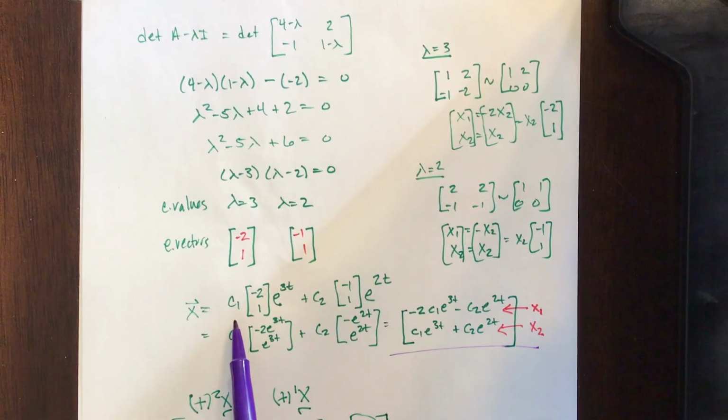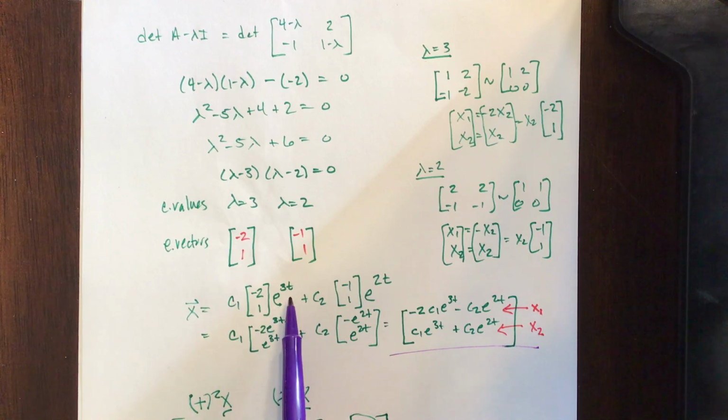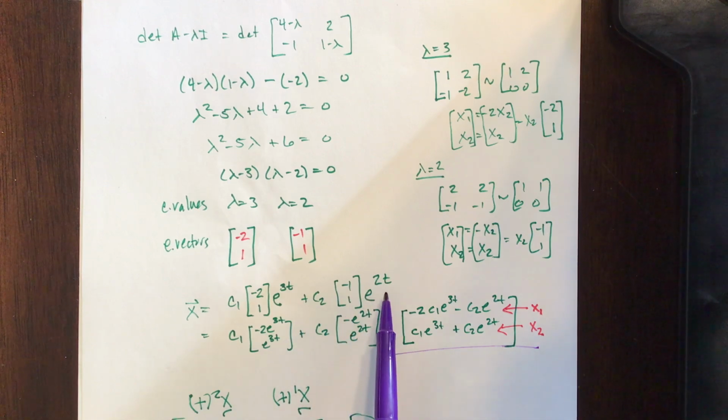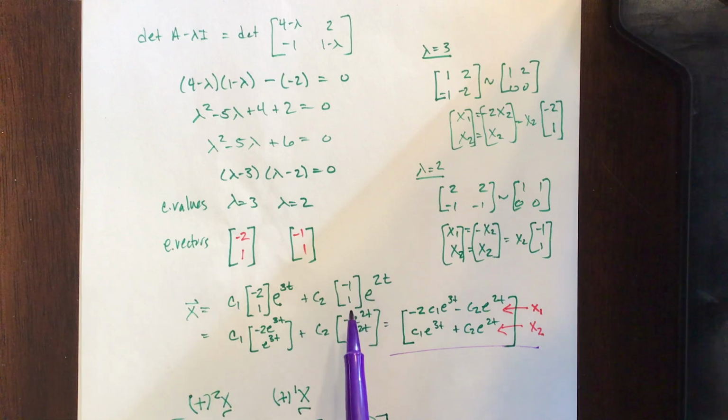And then we looked at a linear combination of eigenvector 1, e to the eigenvalue 1, plus a scalar C times eigenvector 2, e to the eigenvalue 2. And if there were more eigenvectors and eigenvalues, we would do the same exact thing. Okay, so let's look at one where there's more.